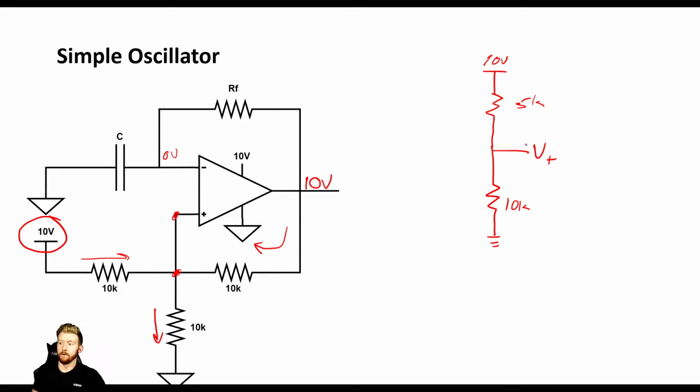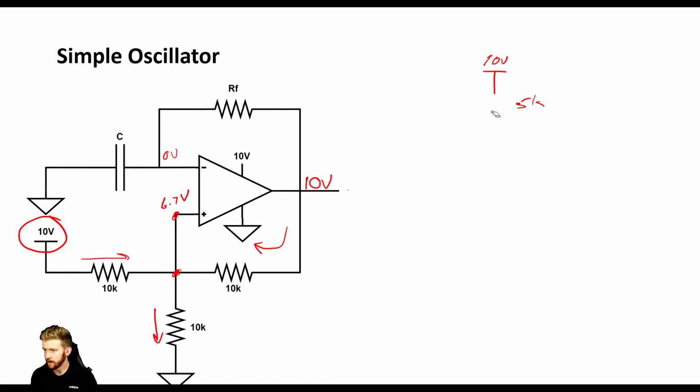And we can now calculate what V plus is. So this is just a simple voltage divider. And if we calculate V plus, that's going to be about 6.7 volts. Okay, so we have 6.7 volts here. Great. So now we've got our 6.7 volts. I'm going to erase all of this because we're going to need more room later on. So we know what our positive input voltage is.